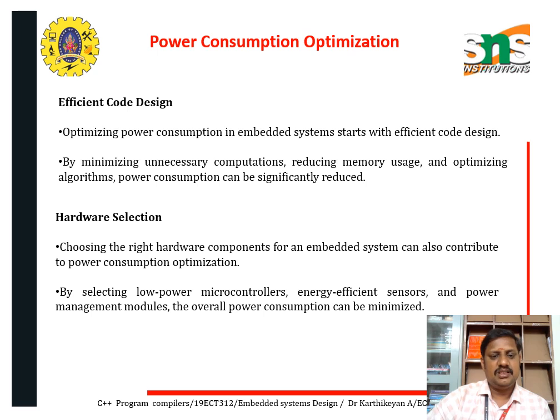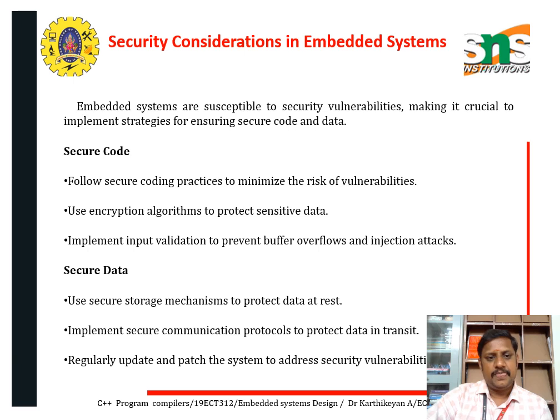The optimization algorithms are used to significantly reduce the values, and also choosing the right hardware components for the embedded system contributes to optimizing power consumption. By selecting a low power microcontroller, energy efficient sensors and other power management modules, we can reduce the overall power consumption, where the minimization of power is used.